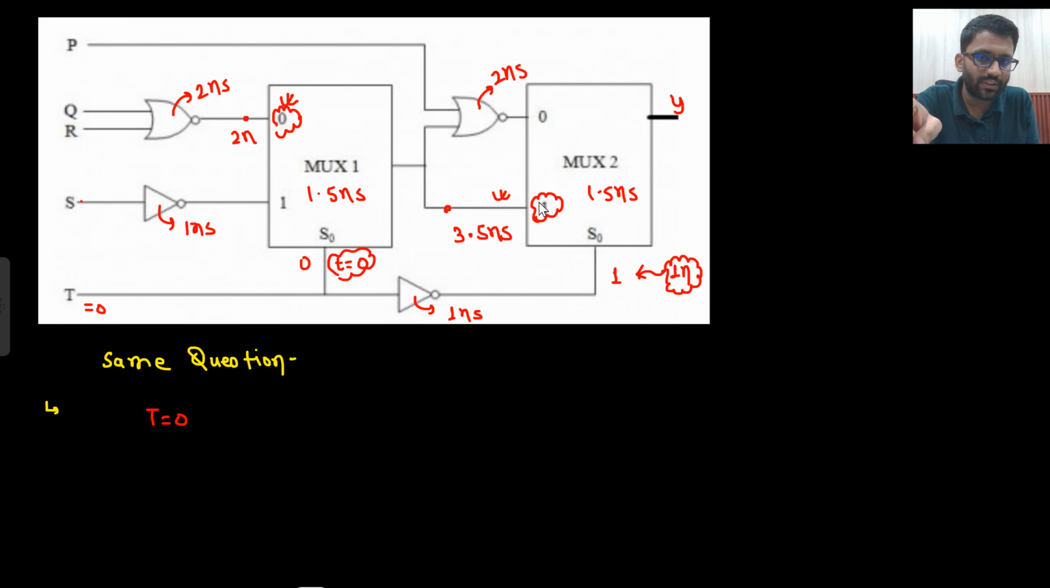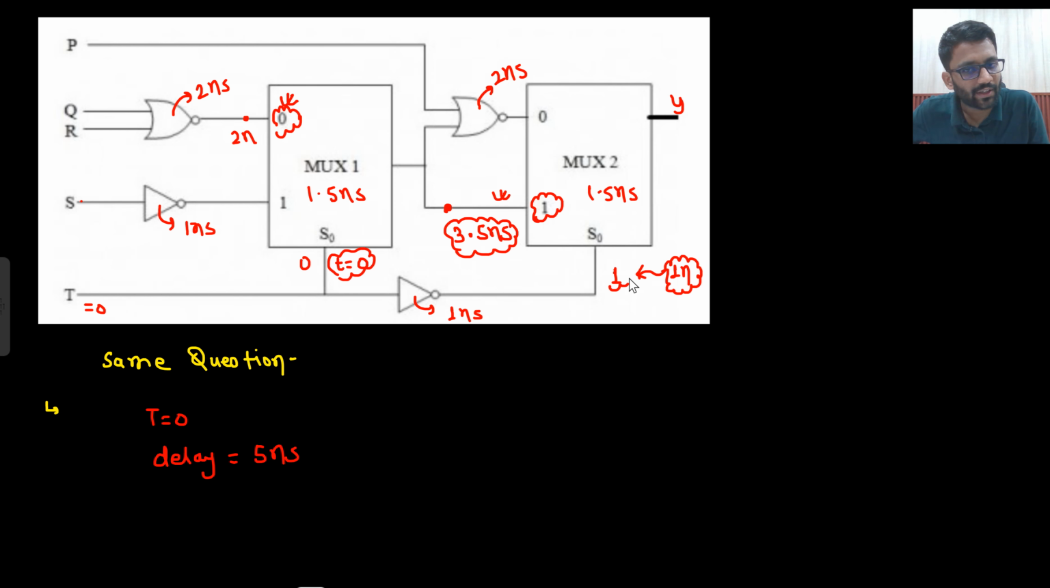And since this is looking for this only, it has to wait for 3.5 nanosecond, because after 3.5 nanosecond only this will be stable. So before that, the MUX doesn't have the capability of giving the output. So 3.5 nanosecond plus 1.5 nanosecond, so the delay for this is 5 nanosecond. Are you getting this point?